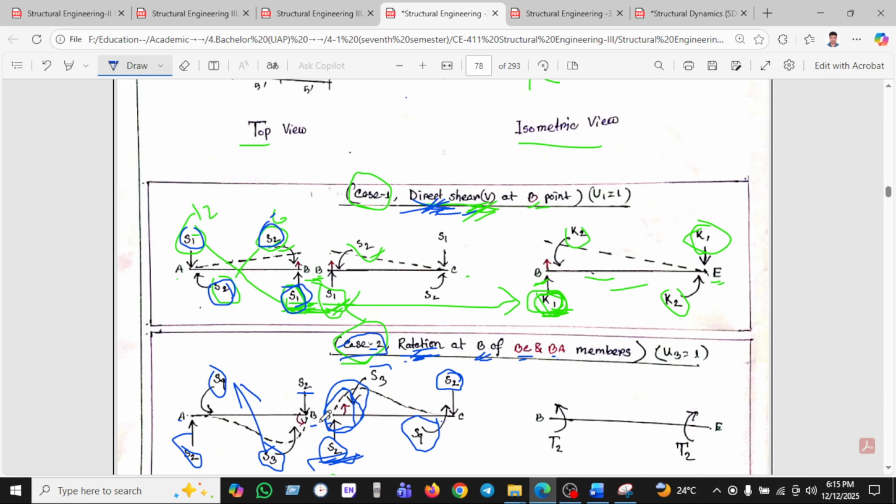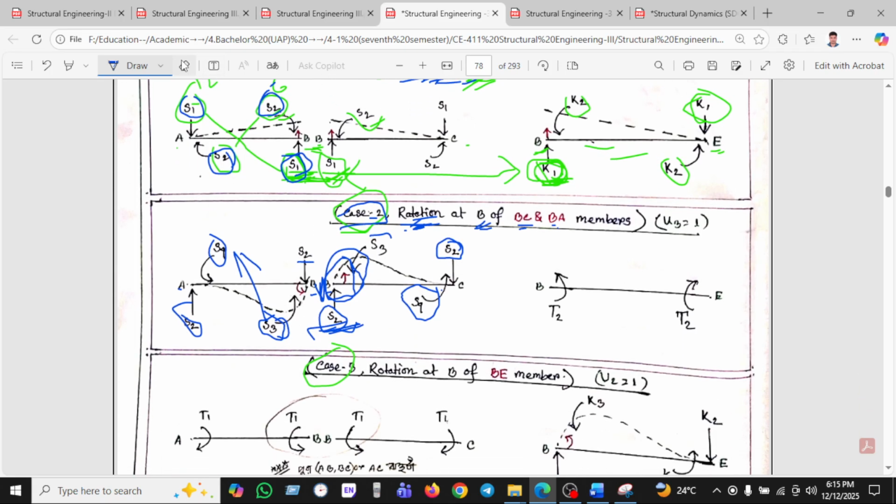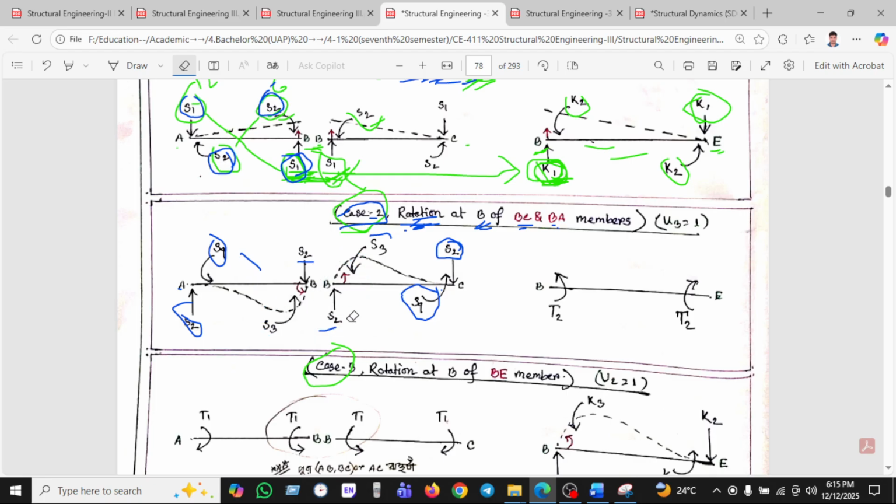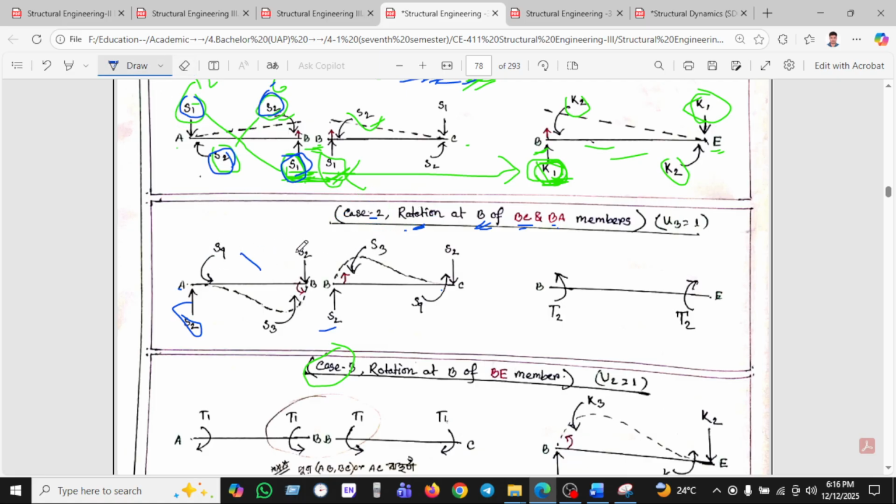So remember it, at the point where the rotation is applied, that will be S3. So we are applying S2. S2 is upward, so S2 is here. S3 is at the point where we apply the rotation. The far point will be S4. The far point will be S4. So keep in mind this here. Every student makes a mistake at this point.